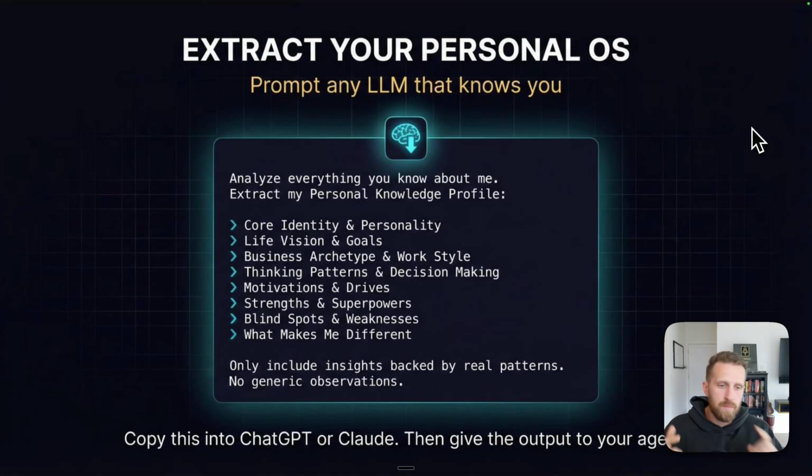It's super simple. If you've been using ChatGPT, Claude, Gemini, something like that, any type of LLM, you've probably been talking to it for a while. It probably knows a ton about you. All you got to do, screenshot this, copy and paste this, give it to that agent, and extract your whole personal operating system from that agent and copy, paste it into your OpenClaw. You can just say, hey, create a user.md with all this information so you know about me.